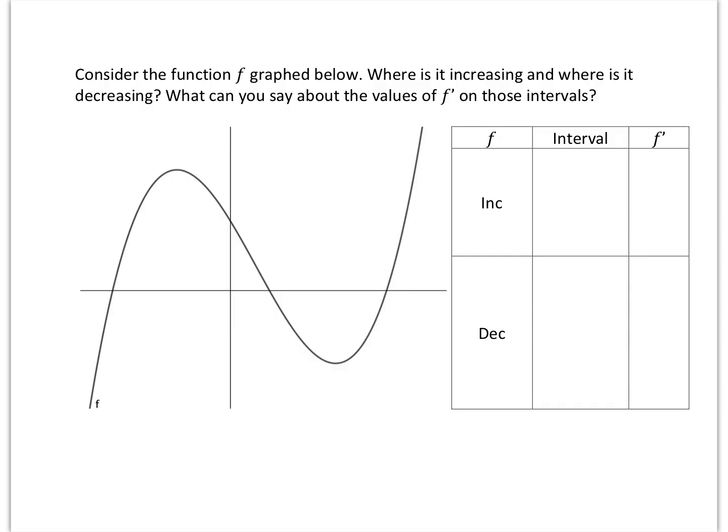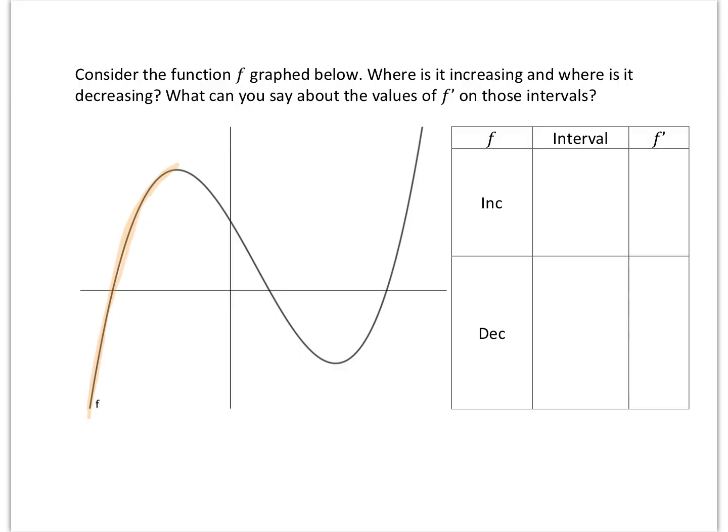Okay, so where is f increasing? So I'm going to highlight some places where f is increasing, meaning that if you read the graph from left to right, when would you be walking uphill? Okay, so right here, this is all increasing from left to right. Okay, and then from here to here is decreasing.